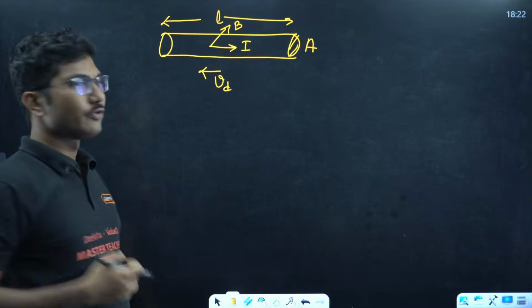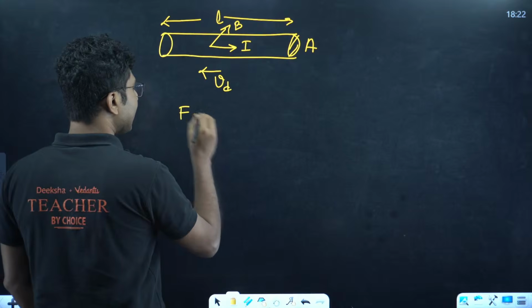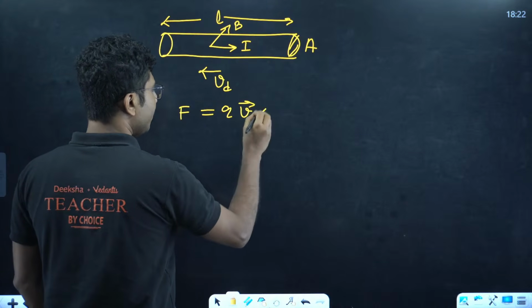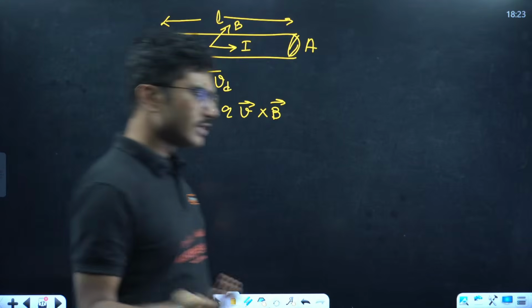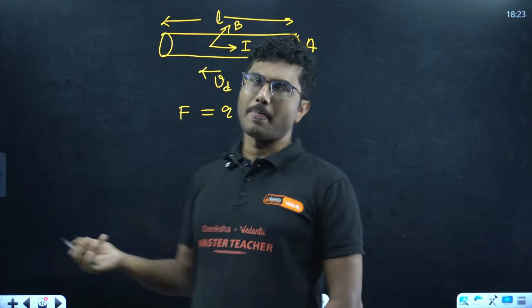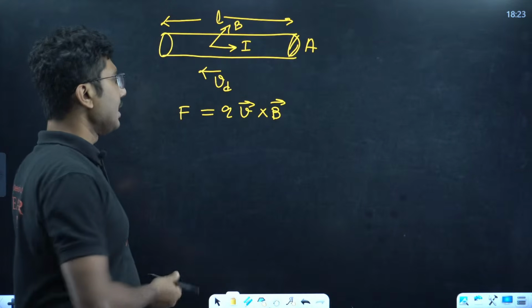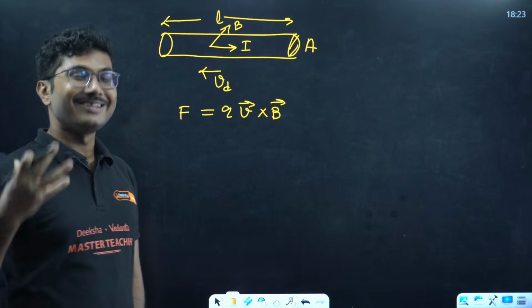Now, let us try to figure out what the force is. From the Lorentz point of view, the force must be Q into V cross B. That is very simple. Lorentz says if there is a charged particle moving in a magnetic field, the force is Q into V cross B, as long as the angle is not 0 or 180 degrees, right? Now, the main problem with this is to find the charge.